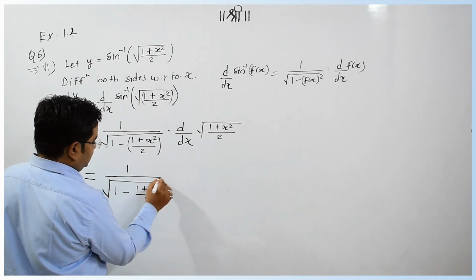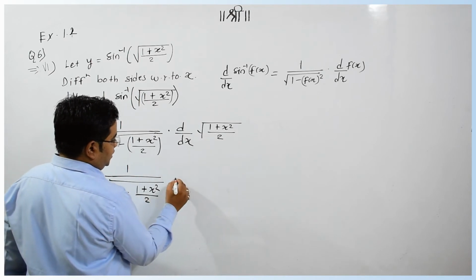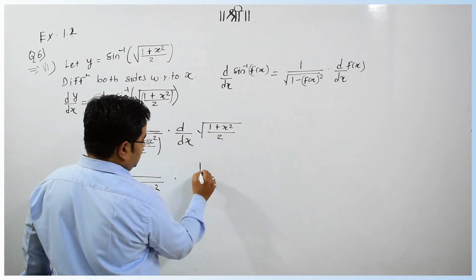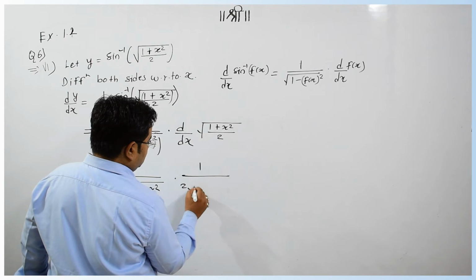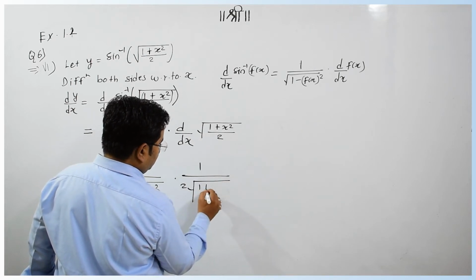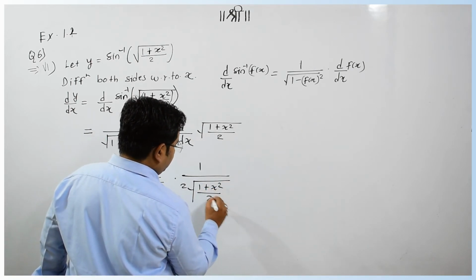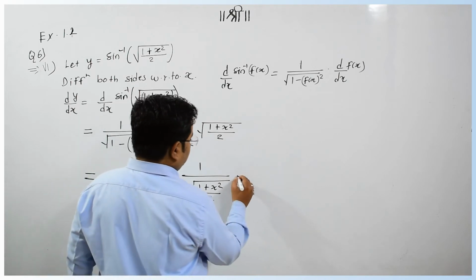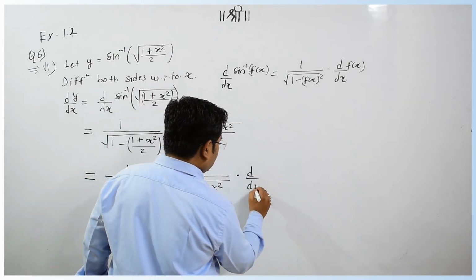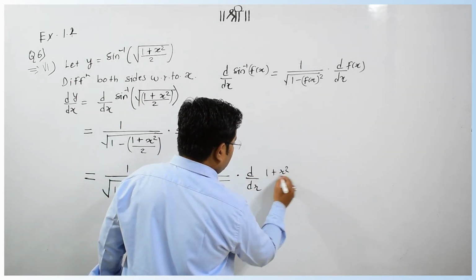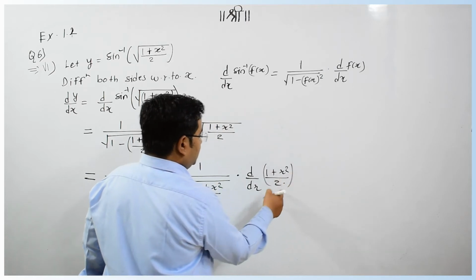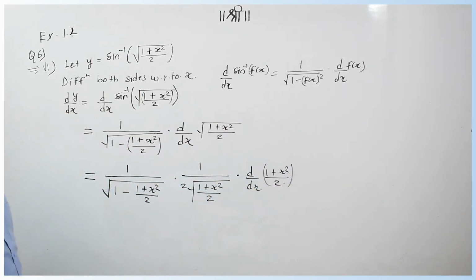What will happen in this step? Again dot into 1 upon 2 under root of (1 plus x square) divided by 2. Up to this step is everything good? Again d upon dx of (1 plus x square) by 2, we need to differentiate it again. Understood how interesting this question was?